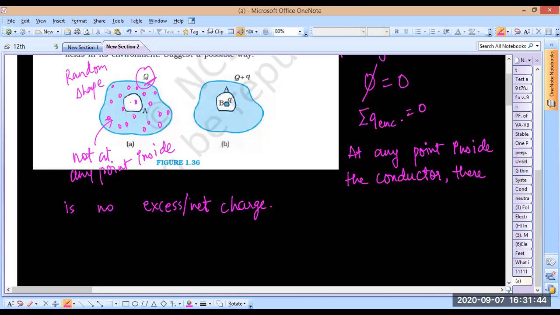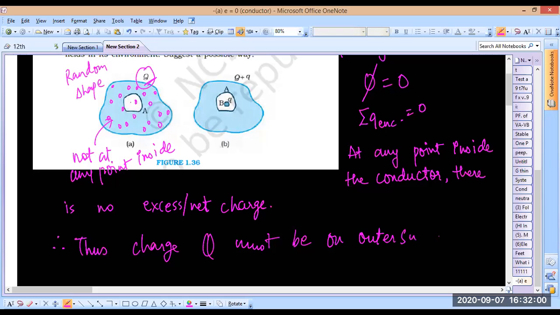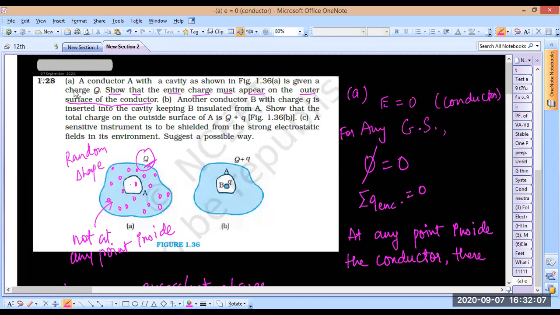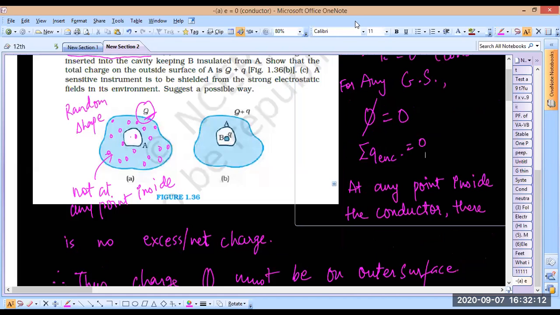It is obviously on the outer surface, right? So proved. Okay, thus charge Q must be on outer surface. Okay, that's it. Now B part. Okay, see what I'll do is I'll just copy this whole question again, so that I don't have to scroll it up and down again and again. Right, outer surface. Okay, that's right.